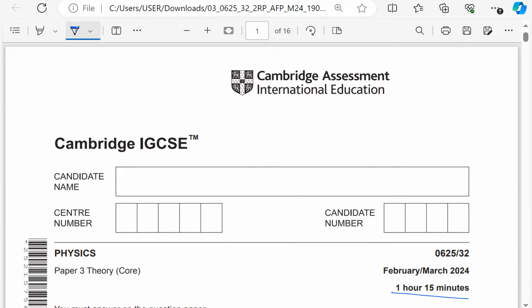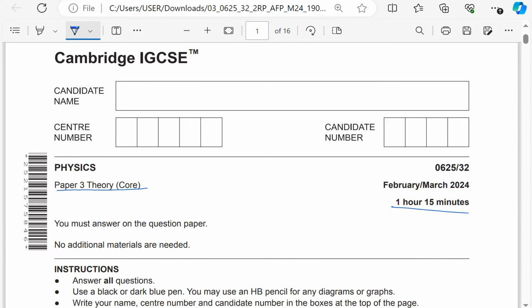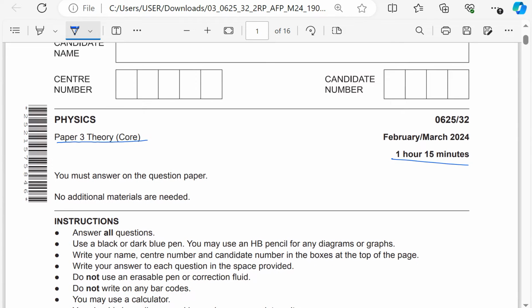So this is the question paper, which is paper 3. It is called Theory Core. It is February March 2024. The paper is supposed to be 1 hour and 15 minutes. I may try to keep time. This is a very easy question paper.